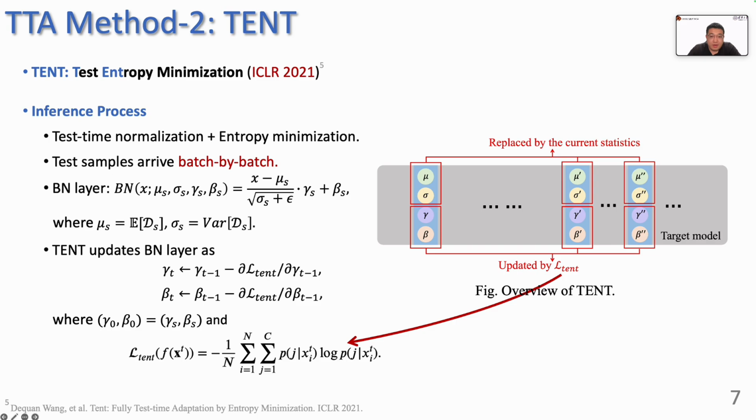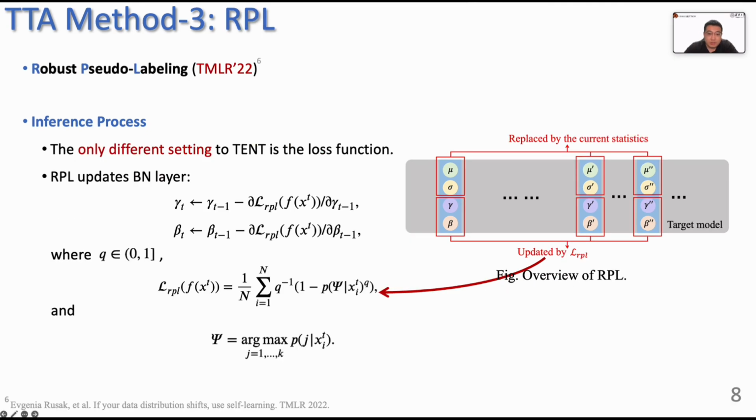The second TTA method is TENT. Different from TTT, TENT only updates the parameters within the batch normalization layers. Specifically, TENT updates the affine transformation parameters via backpropagation to reduce the entropy of the prediction logits. The third TTA method is RPL. The adaptation process of RPL is quite similar to TENT. The only different setting is the loss function used to update the batch normalization layers. RPL uses generalized cross-entropy loss instead, to further improve the adaptation stability.